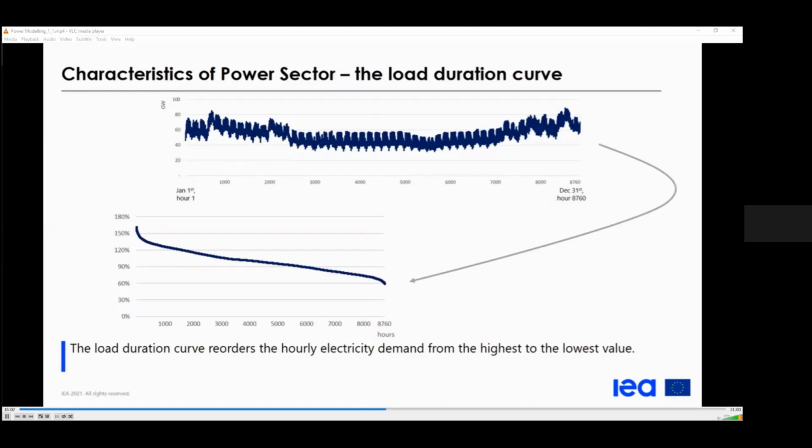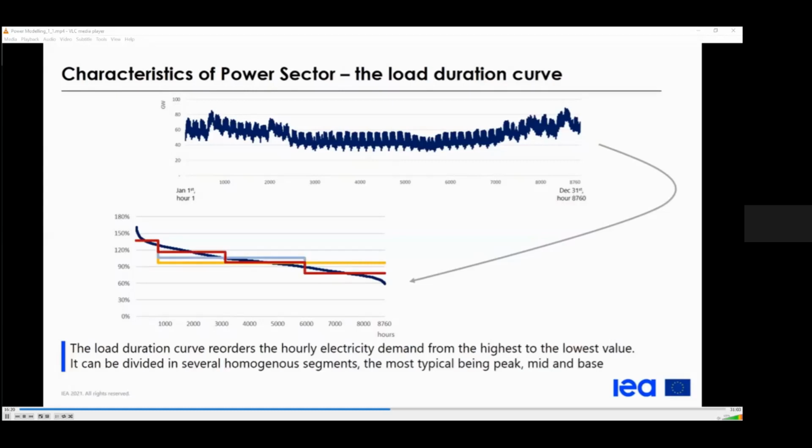We can divide this load curve into several homogeneous segments, the most typical being peak, mid, and base. So there are 4 periods of time here, the highest one being the peak segment, the lowest the base load segment, and in between 2 mid-load segments.